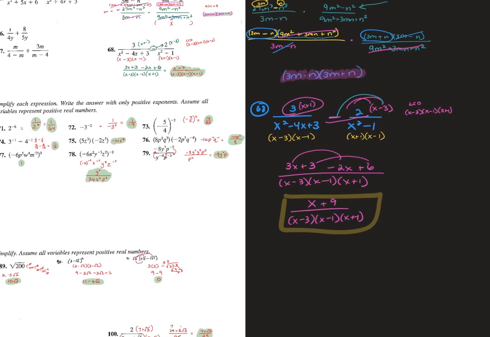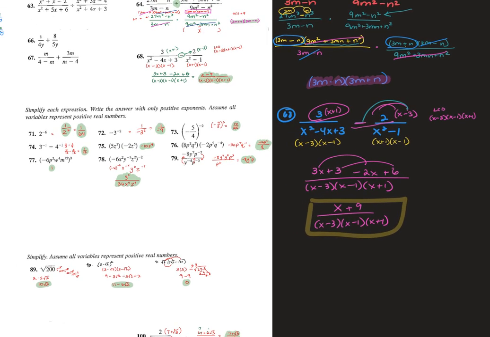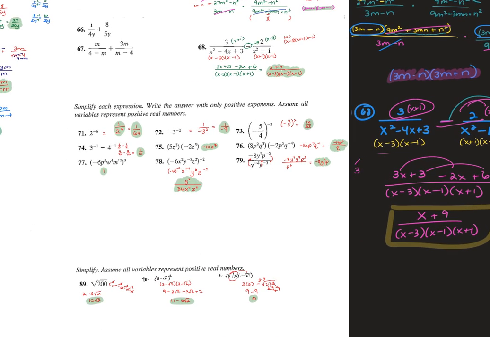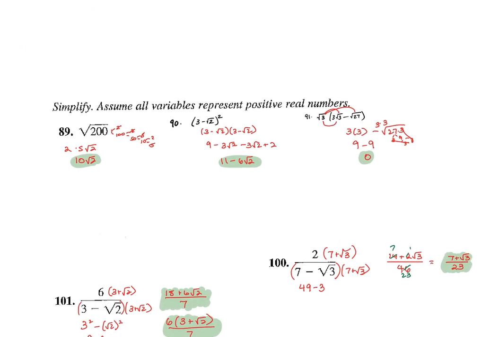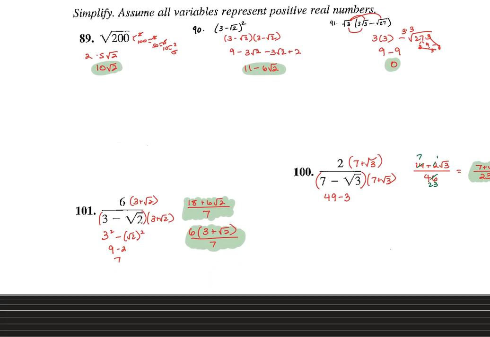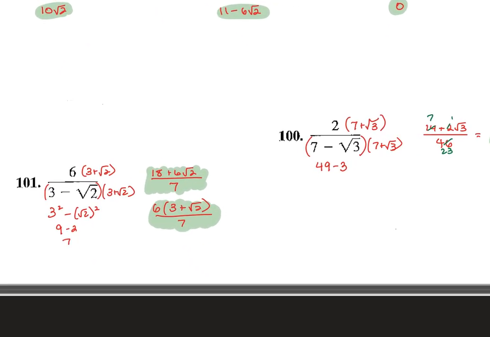Any other questions from the top? So from adding, subtracting, multiplying, dividing. Okay, then came the rules of exponents. So this goes way back to the beginning, 71 to 79. Any questions there? Then came the radicals, so 89 to 91. Questions there? And dividing, so this is where we're rationalizing, in 100 and 101.